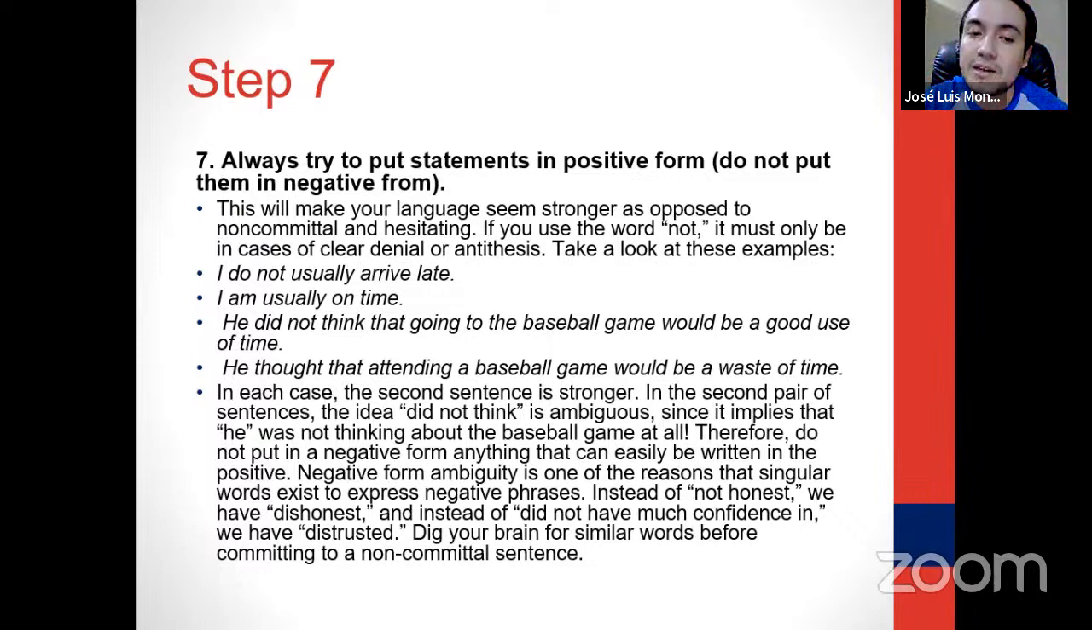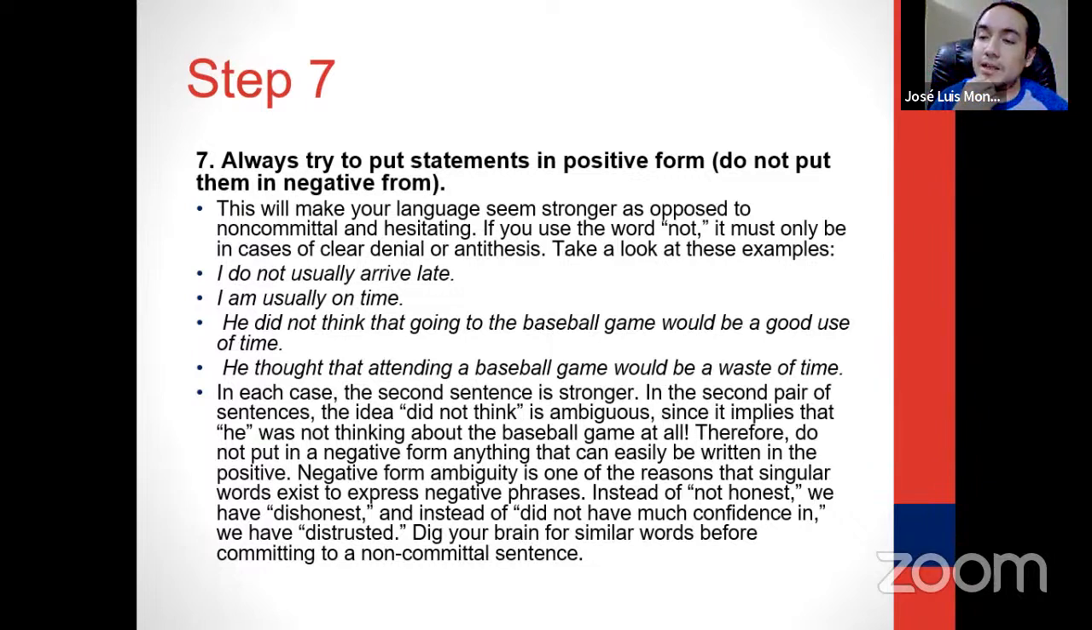Therefore, do not put in a negative form anything that can easily be written in the positive. Negative form ambiguity is one of the reasons that singular words exist to express negative phrases. Instead of "not honest," we have "dishonest." And instead of "did not have much confidence in," you have "distrusted." Dig into your brain for similar words before committing to a non-committal sentence.